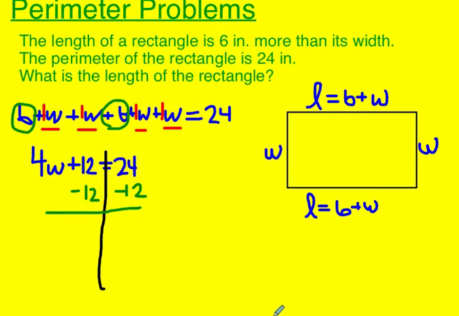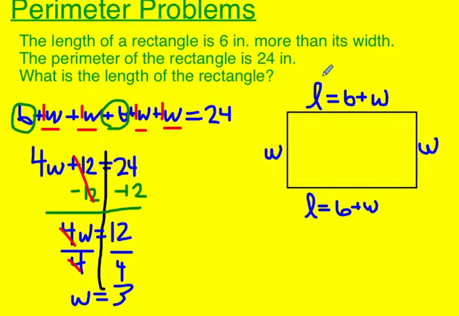When I do that, the 12s on the left-hand side are going to cancel out. So I can say that 4W is equal to 12. And then I need to get W by itself. So to do that, I need to divide both sides by 4. And 12 divided by 4 would give me 3. So I can say that W, or width, that's what W stands for, is equal to 3.